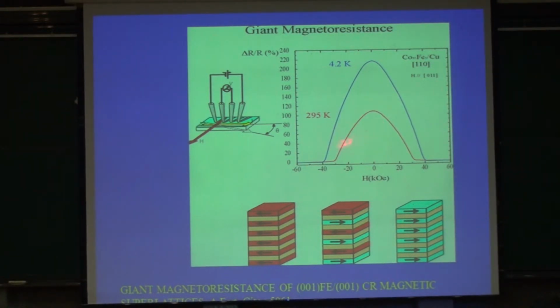Also, this is isotropic. When he got this result, he realized this is not the conventional Lorentz magnetoresistance observed in all materials, and also not anisotropic magnetoresistance. So he named it giant magnetoresistance and published this paper in Physical Review Letters.